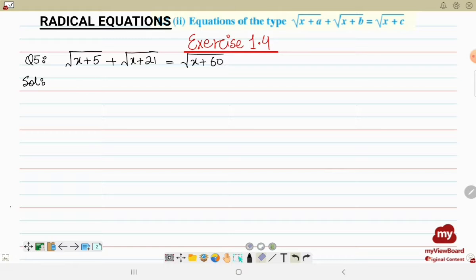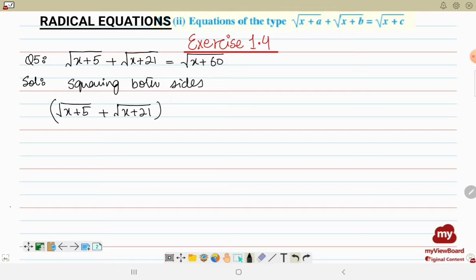We'll square both of its sides and we'll write squaring both sides. By squaring both sides, we are able to remove the radical sign. And here we have square root of x plus 60 whole square.